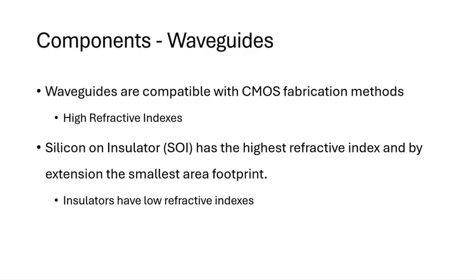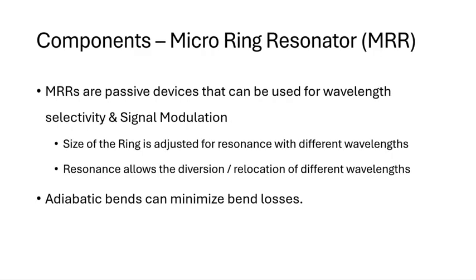These have high refractive indexes, and high refractive indexes allow the waveguides to be smaller, which decreases area consumption and improves area efficiency. Silicon on insulator has the highest refractive index and by extension has the smallest area footprint. Insulators have low refractive indices, and low refractive indices prevent light from the waveguides from leaking into the substrate itself.